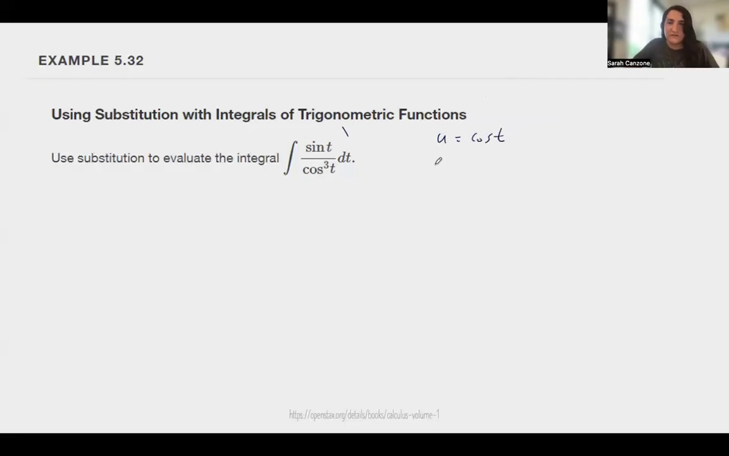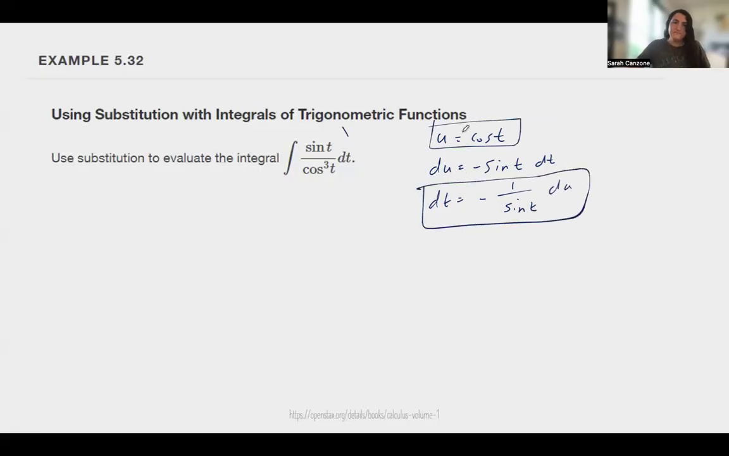If I say u is cosine of t, then du is the derivative of cosine, which is negative sine of t dt. Always make sure you remember the dt because that's what we have to solve for. So dt equals negative 1 over sine of t du. So what we need is this expression and this right here.